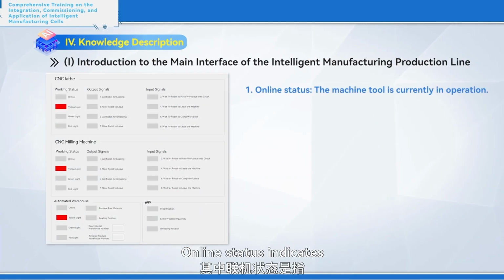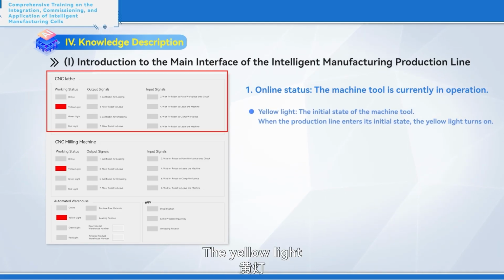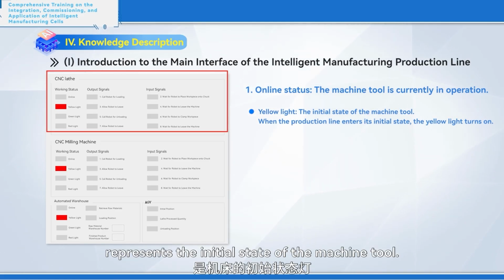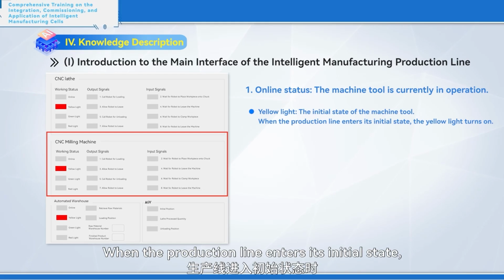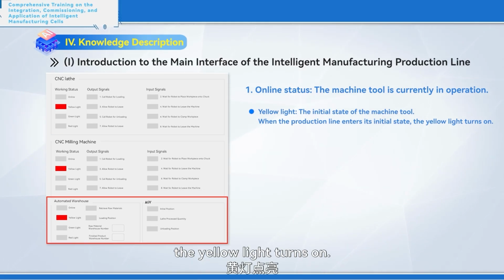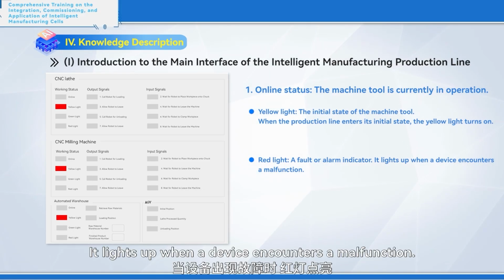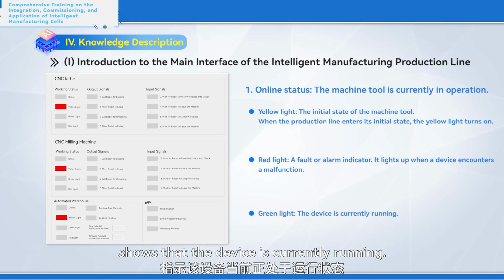Online status indicates that the machine tool is currently in operation. The yellow light represents the initial state of the machine tool. When the production line enters its initial state, the yellow light turns on. The red light indicates a fault or alarm. It lights up when a device encounters a malfunction. The green light shows that the device is currently running.